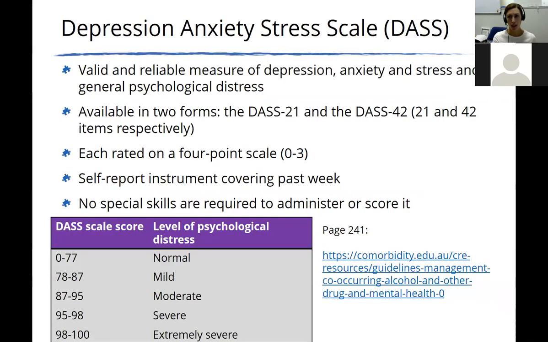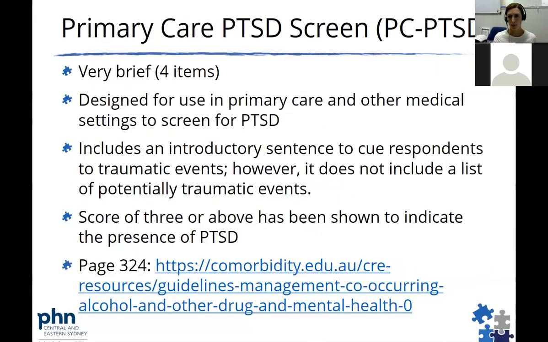The Depression Anxiety Stress Scale, or the DASS, comes in 2 forms: the DASS-21 or the DASS-42, and this measures depression, anxiety, and stress separately, and also taps into a more general dimension of psychological distress. The Primary Care PTSD Screen, or the PC-PTSD, is quite a brief 4-item screen, and it's designed for use in primary care and other medical settings to screen for PTSD.